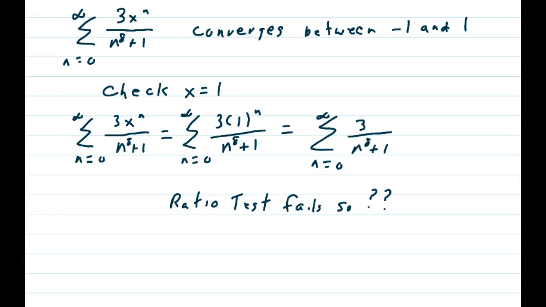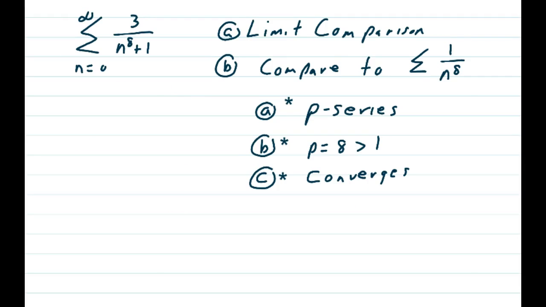Well, we've got lots of selections. So we want to think back to the previous sections and say, how can we prove if the summation n is equal to 0 to infinity of 3 over n to the 8th plus 1 converges or diverges? So if you were thinking the limit comparison test, you're right on. We're going to compare it to the summation of 1 over n to the 8th, which is a p-series. So the power is 8, greater than 1. So this converges. Now that doesn't mean the new series converges, it means that 1 over n to the 8th converges. So we've got another step here.